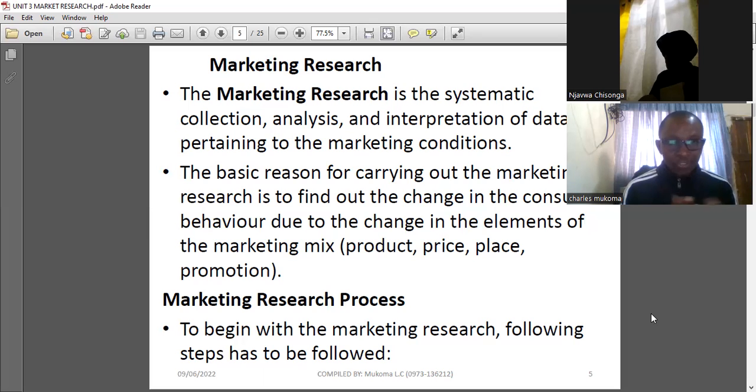Okay. So, basic reason for carrying out the market research. Why do we do a market research? It is very important to understand your market conditions. So the basic reason for a company to conduct a marketing research is to understand the market conditions. What is on the market? It will be very useful to plan your marketing strategies.